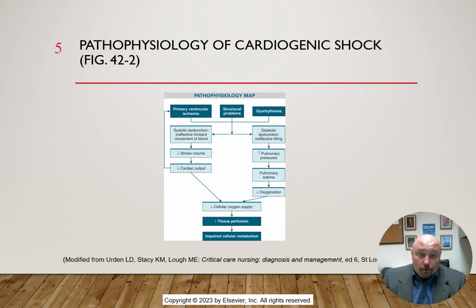Below is figure 42.2 from the text. Whether the first event is a myocardial dysfunction, a structural problem such as valvular disorders or ventricular septal rupture, or dysrhythmias, the physiologic responses are similar. The patient experiences impaired tissue perfusion and cellular metabolism due to this lack of cardiac output in cardiogenic shock.